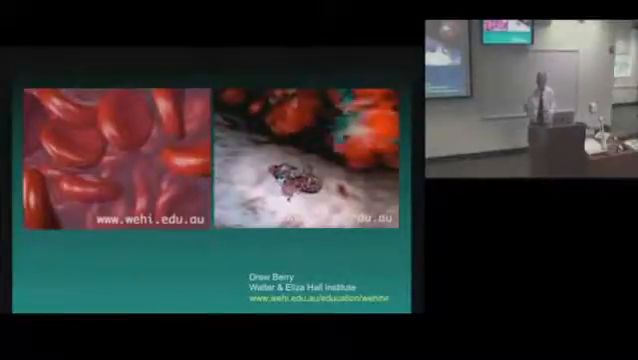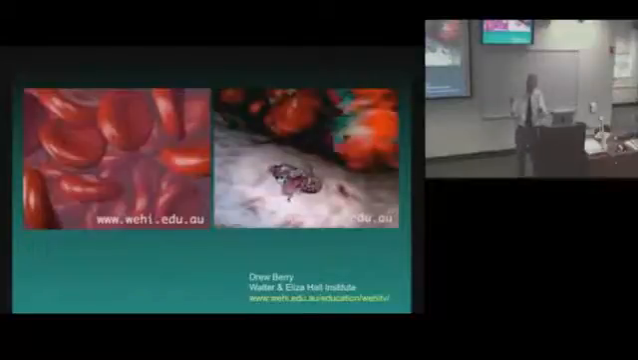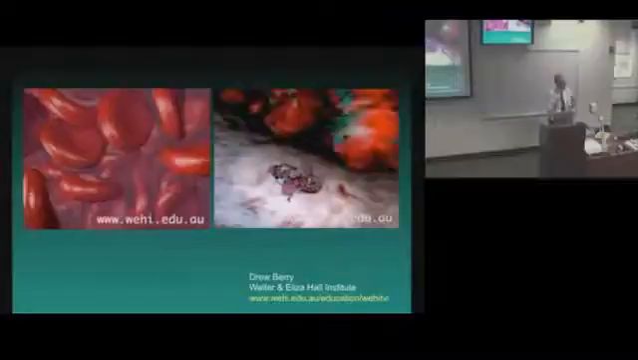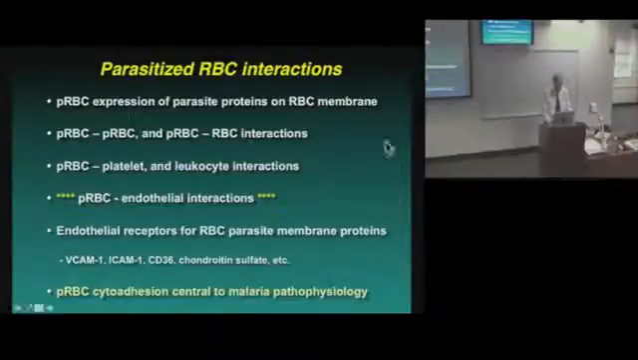And it's thought at that point where it ruptures and releases those malaria products into the circulation is when people have fever. They're so-called malaria toxins released, which are glycophosphatidylinositol type compounds, causing the fever and rigor that people have. So there are a lot of red cell interactions here.